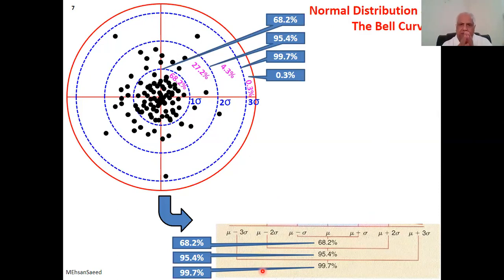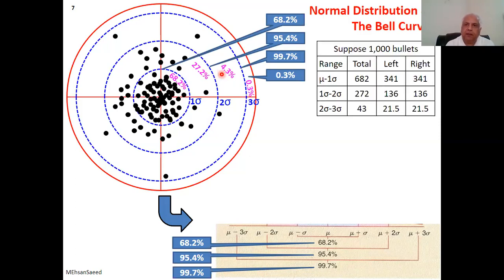Now let's do one thing more. Let us assume that you were given 1,000 bullets and not 100 bullets. So if you were given 1,000 bullets, these would become 682 bullets, 272 bullets, and 43 bullets. And the situation will be as indicated in this table.